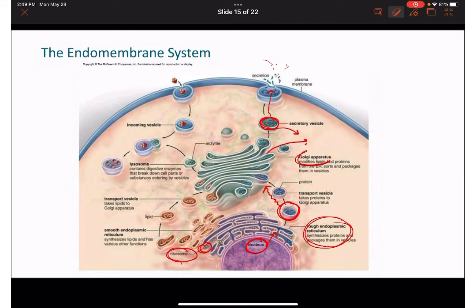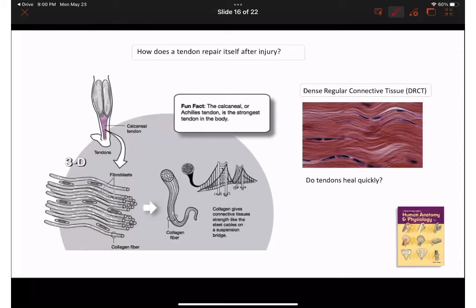So the point I'm trying to make here is that the protein can either be secreted out of the cell if it's needed out of the cell, or it can stay within the cell and perform its function within the cell. And this is a good example of gene expression. Let's look at this picture.